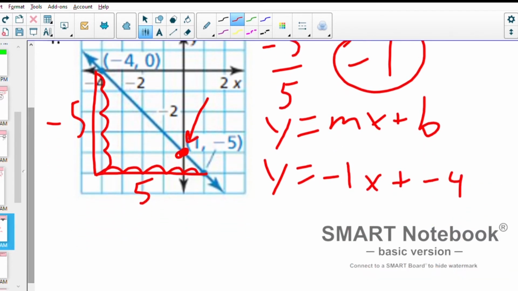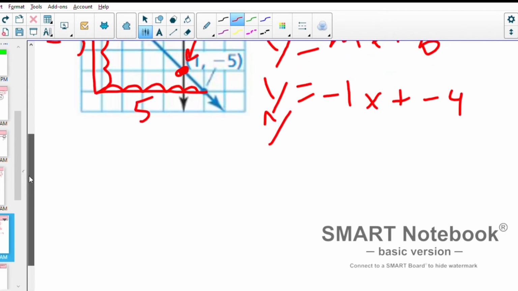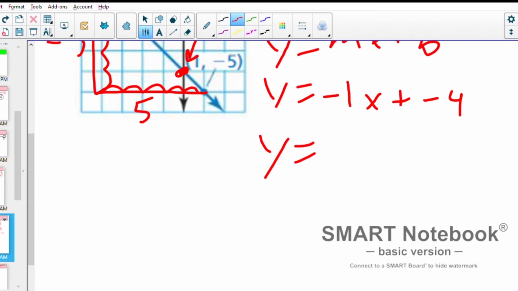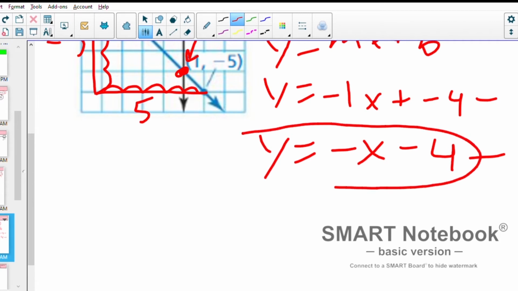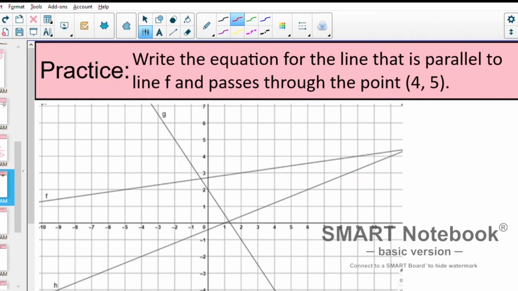And I don't like that plus a negative bit, so I'm going to simplify that. Simplify that so it looks like y equals -x minus 4. Again, both of these forms would be acceptable. They are the same thing, but this one is how you usually see it. It looks a little bit nicer, a little bit cleaner. Okay, let's move on to the next side.